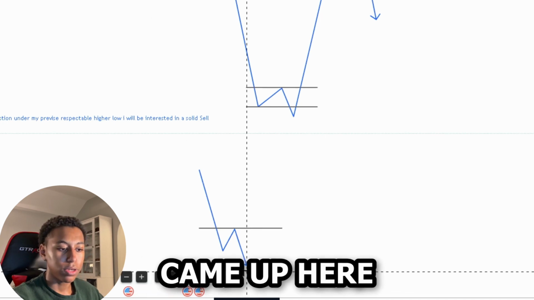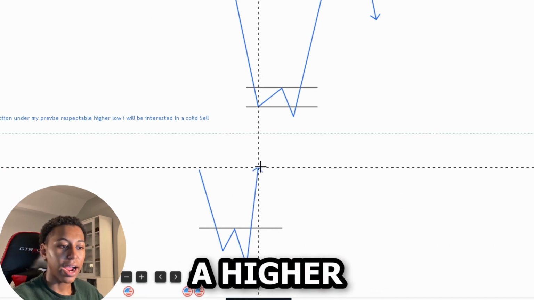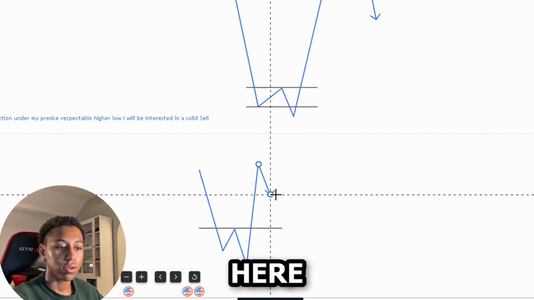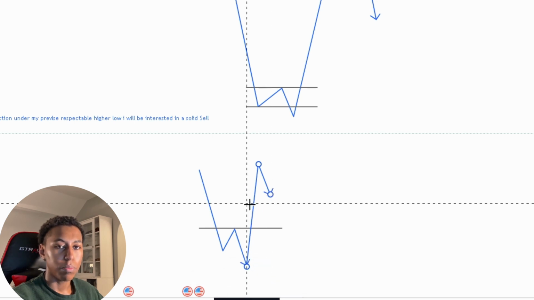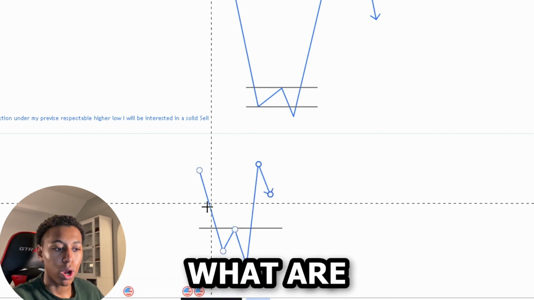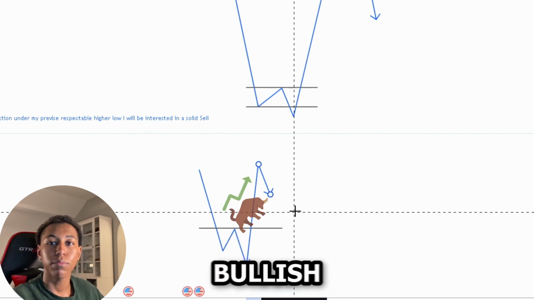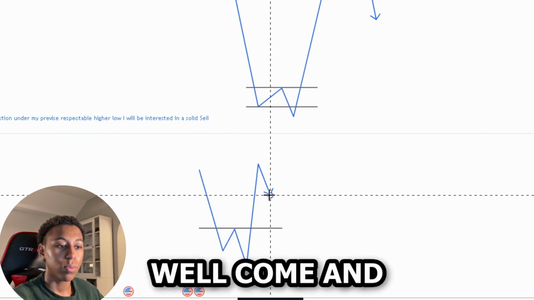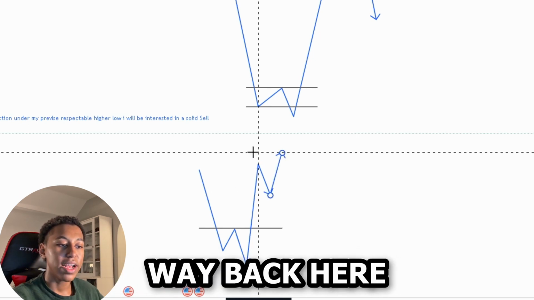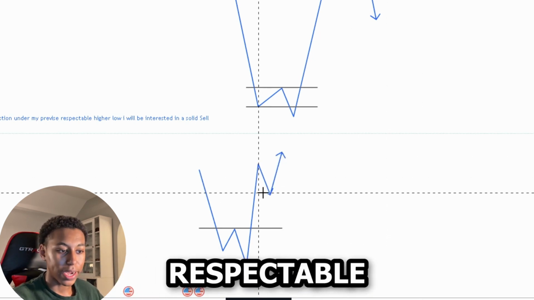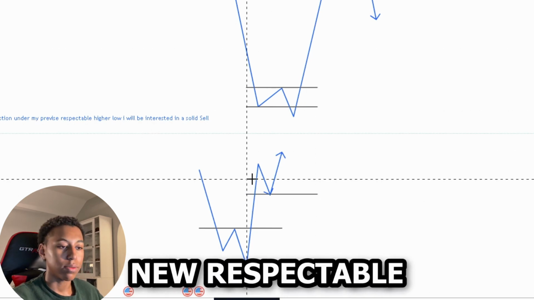And then price came up here, created a higher high, and then we were here, okay, boom. People would say, well, we're bearish because the market, no. What are we still above? My previous respectable lower high. Therefore, we're still bullish. Meaning the market could very well swoop all the way back here, then create what? A new respectable higher low and a new respectable higher high.